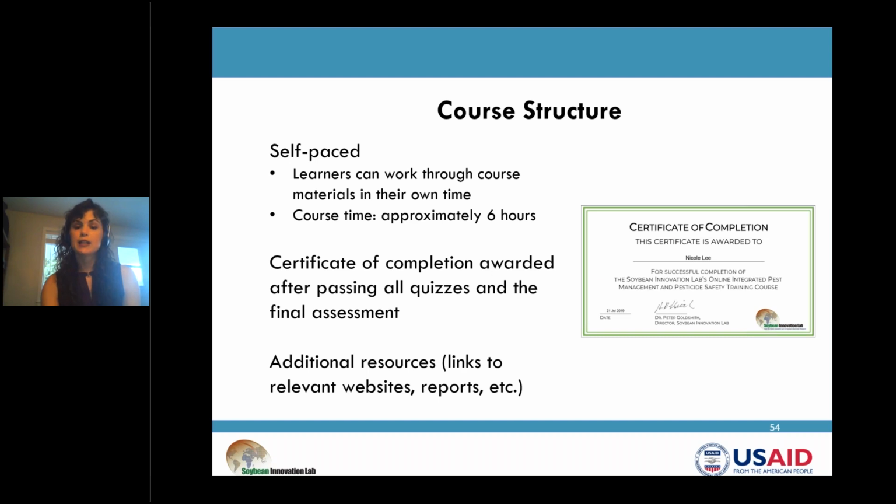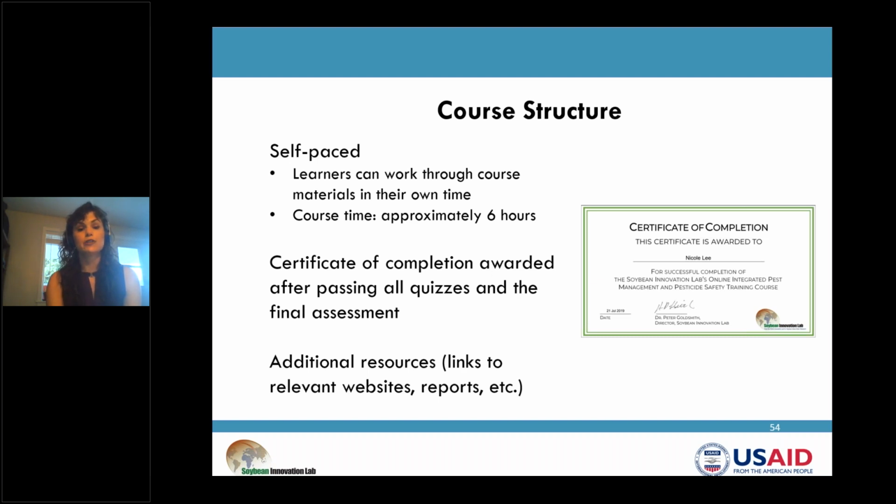The course is split into several different modules, and at the end of each module, you take a quiz to assess how much you've learned from the module. And after you pass each quiz, as well as the final assessment, you receive a certificate of completion. So you can see on the right here, this is an example of what the certificate of completion that's awarded by SIL actually looks like.